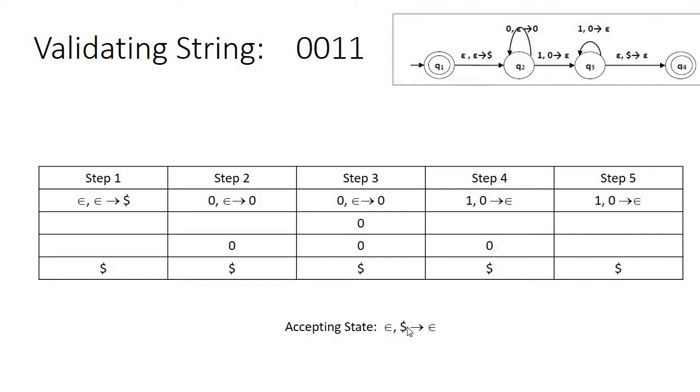The final situation defines the accepting state, where all the ones have been completed. It means that the input string is finished. So it ends with no transition or no input, meaning epsilon, and the stack top contains dollar. So we can take dollar out of the stack and reach the final state, that is Q4.